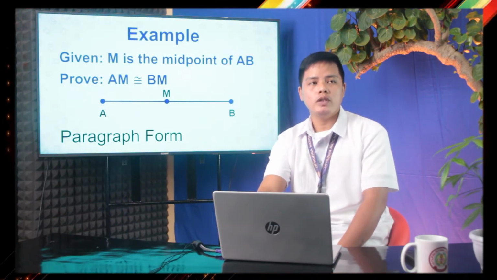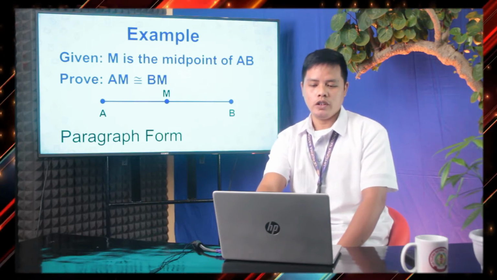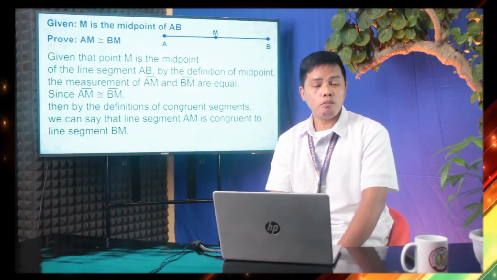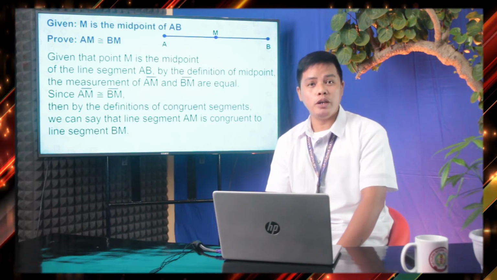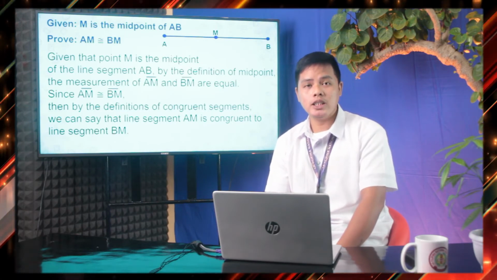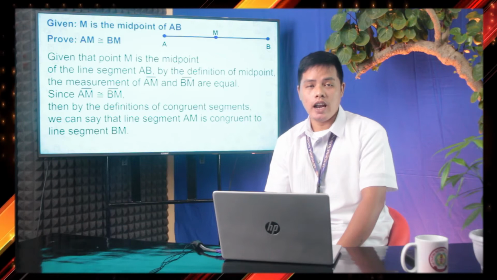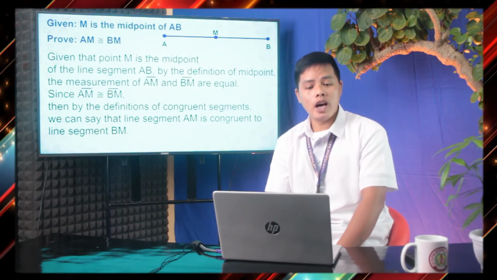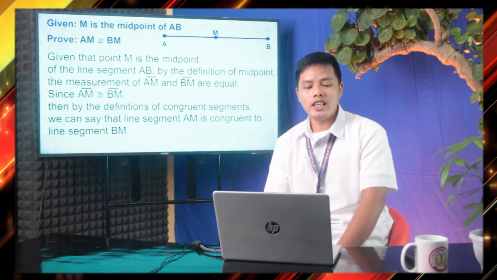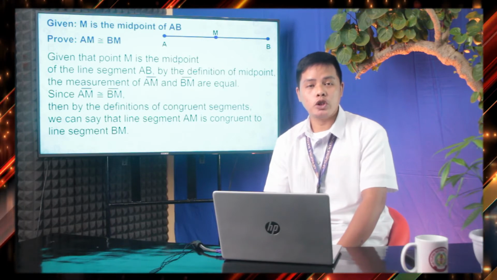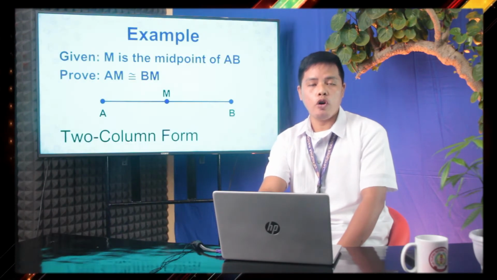In paragraph form, you are going to write only a paragraph statement out of this given example. Now for me, given that point M is the midpoint of line segment AB, by the definition of midpoint, the measurement of line segment AM and line segment BM are equal, since line segment AM is congruent to line segment BM. Then, by the definition of congruent segments, we can say that the line segment AM is congruent to line segment BM. Now, how about for our two-column form?